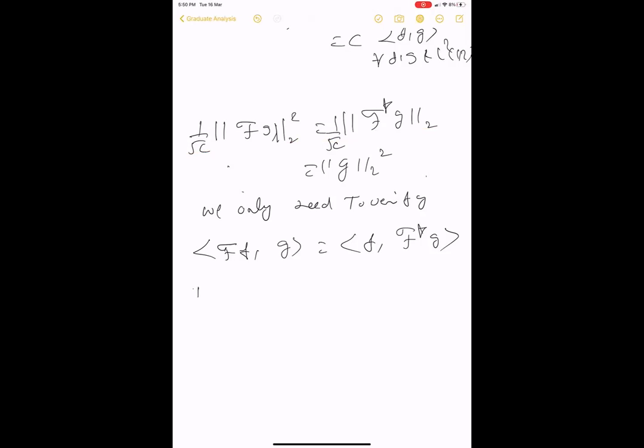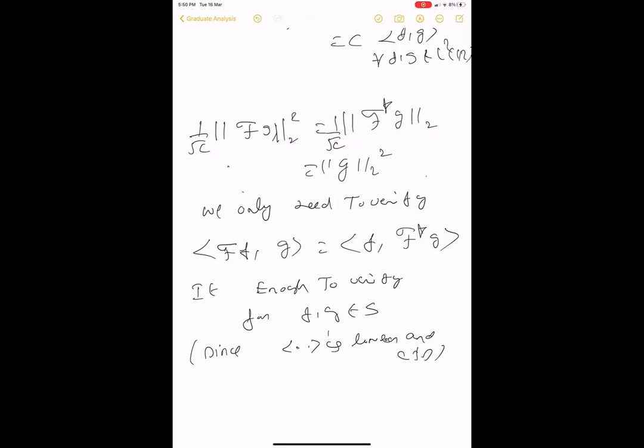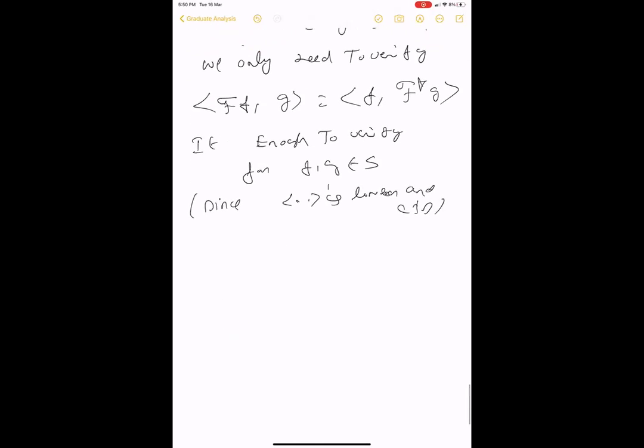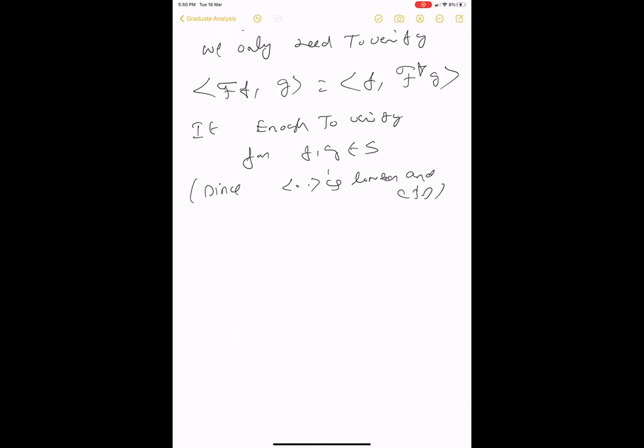So it is enough to verify for Fg in S. Why is it true? Since inner product is linear and continuous. We have already proved that both of them extend to isometry. If it satisfies this inner product relation on a total subset, then it will satisfy on the span because inner product is linear. Then it will satisfy on the whole space because inner product is continuous. So we only have to verify it for simple indicator functions, since we can verify for simple functions by linearity.